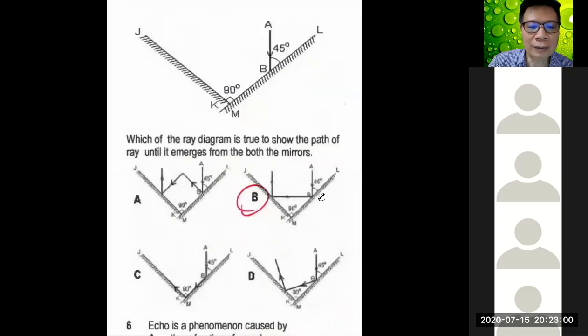Okay, the light hits here, reflects again. So the answer B is correct.